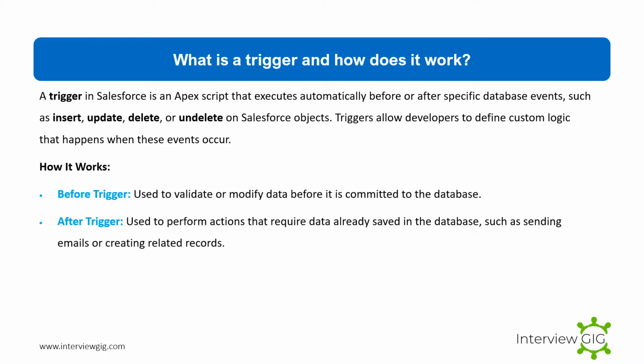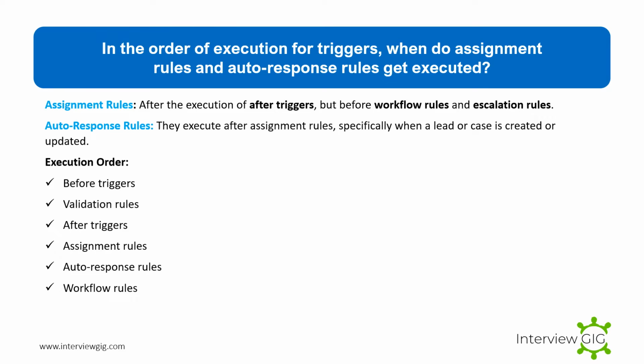How it works. Before trigger, used to validate or modify data before it is committed to the database. After trigger, used to perform actions that require data already saved in the database, such as sending emails or creating related records. In the order of execution for triggers, when do assignment rules and auto-response rules get executed?